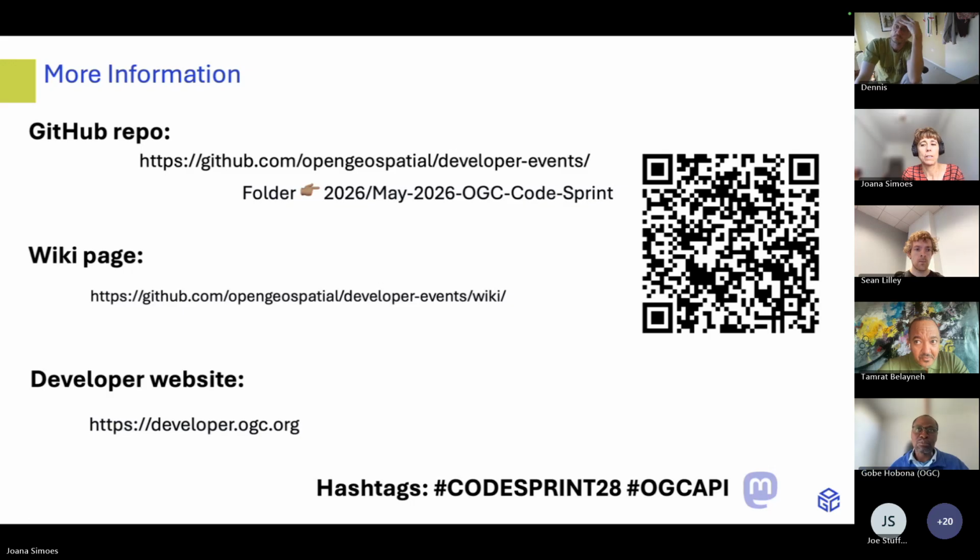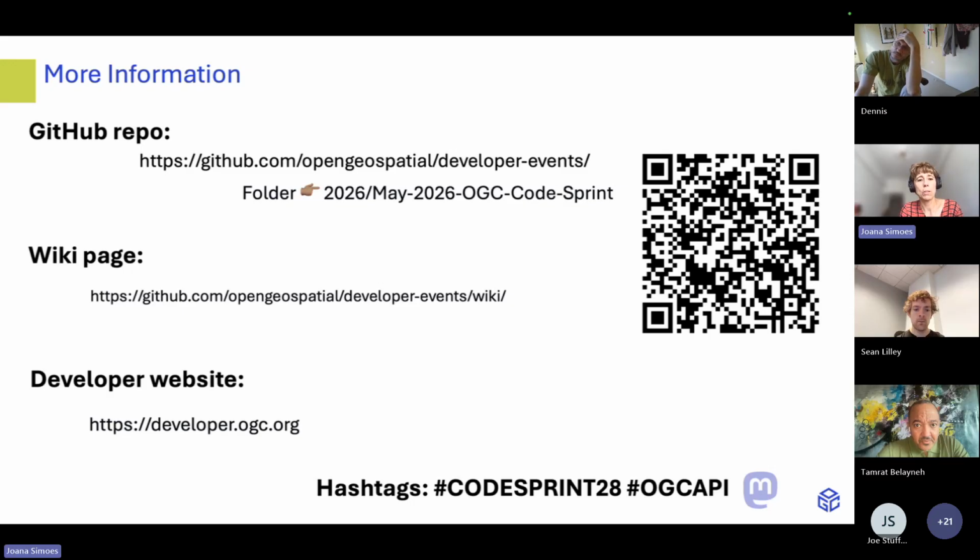Thanks. Okay, thank you, Gobi. So just a bit more information about the Code Sprint. There is a GitHub repository with a folder for the current year, and you will find a folder for this Code Sprint. You can find the presentations, including the presentations that you saw today, in this folder in case you want to download them and check them again.